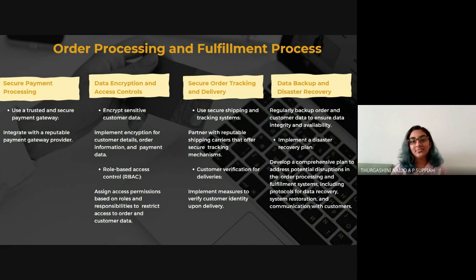The second one is customer verification for deliveries. We have to take measures to verify customer identity upon delivery. Next is data backup and disaster recovery. We need to back up orders and customer data. Next, we implement a disaster recovery plan, where we develop a comprehensive plan to address potential disruptions in the order processing and fulfillment system and so on.